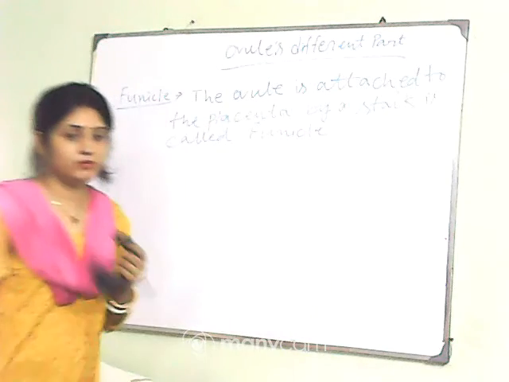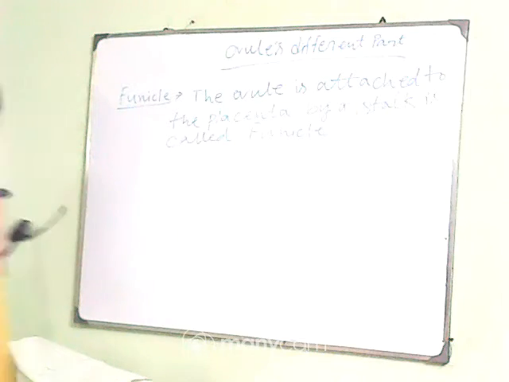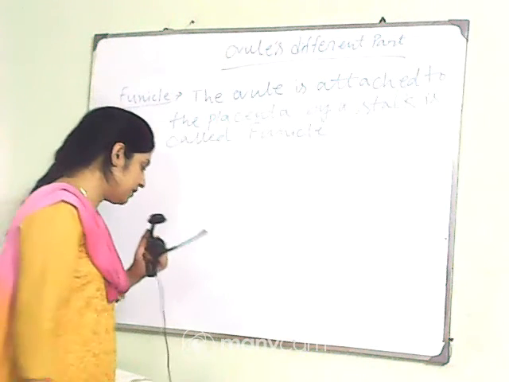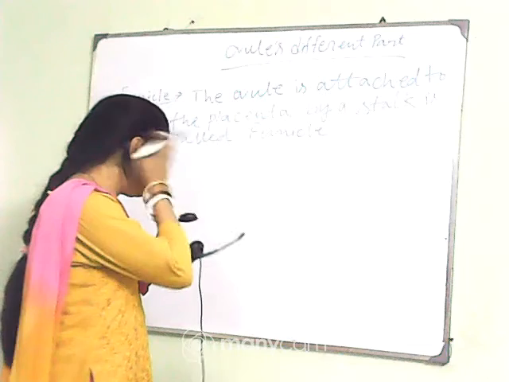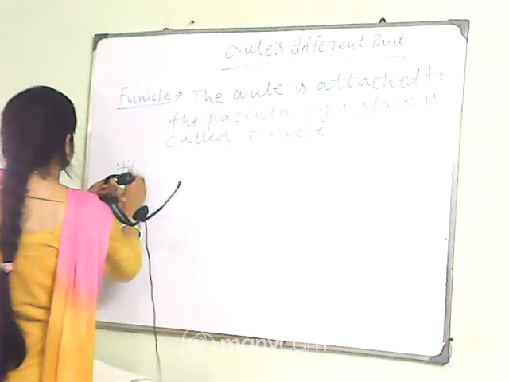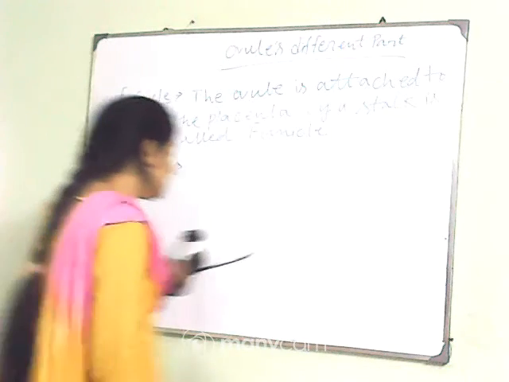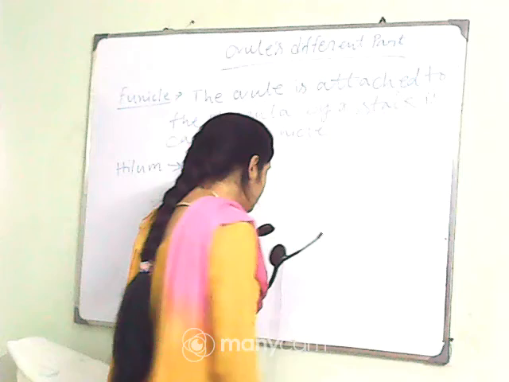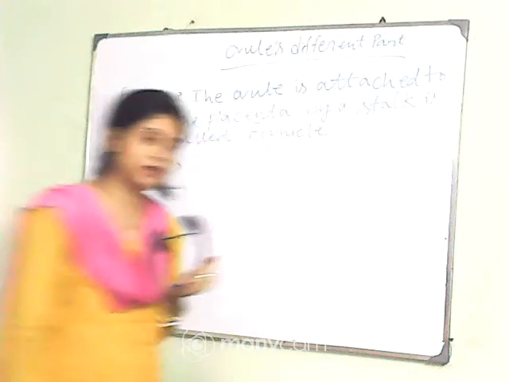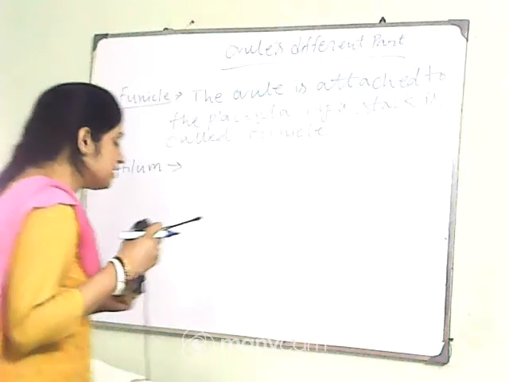Okay, so the ovule is attached to the placenta by the funicle. Hilum: what is the hilum? The hilum is the region where the body of the ovule fuses with the funicle.